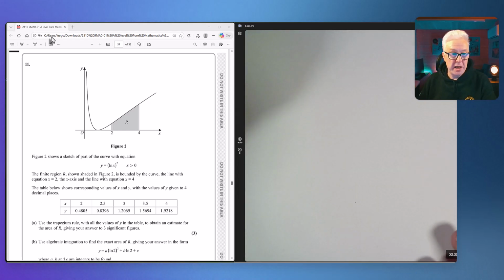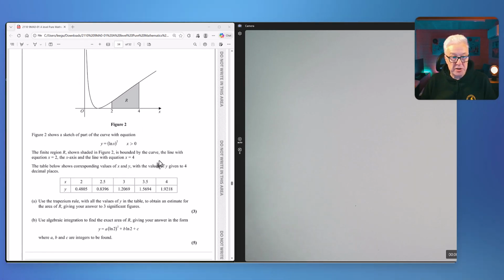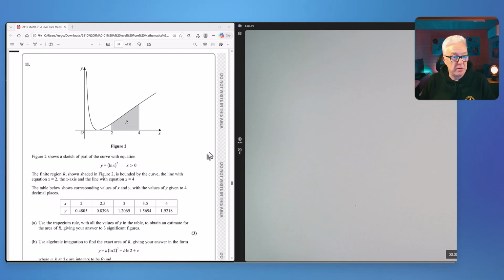Hi everyone, we've got a trapezium rule question here linked to integration, and I think this is quite a nice question of its type because we've got the trapezium rule and then it's linked to a challenging kind of integration bit for part B. So this is quite a good question of its type.